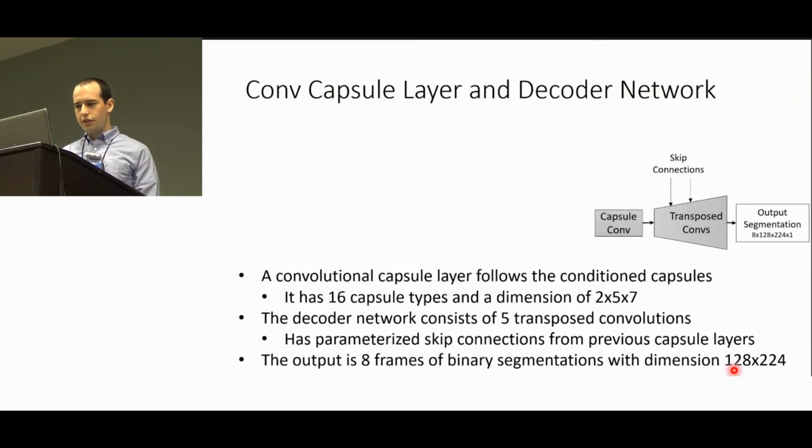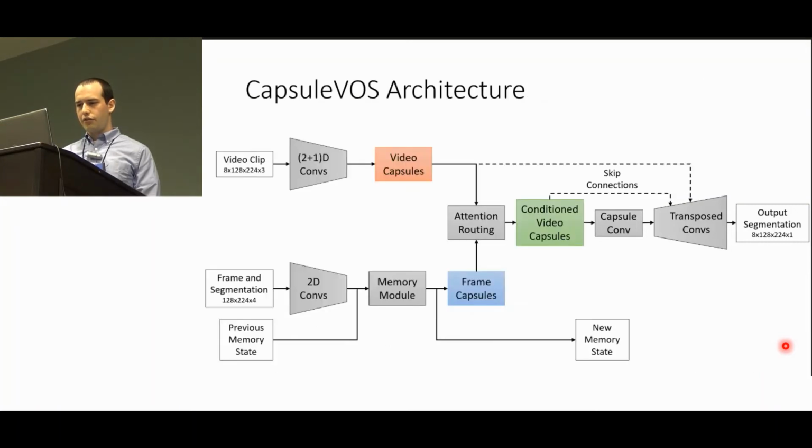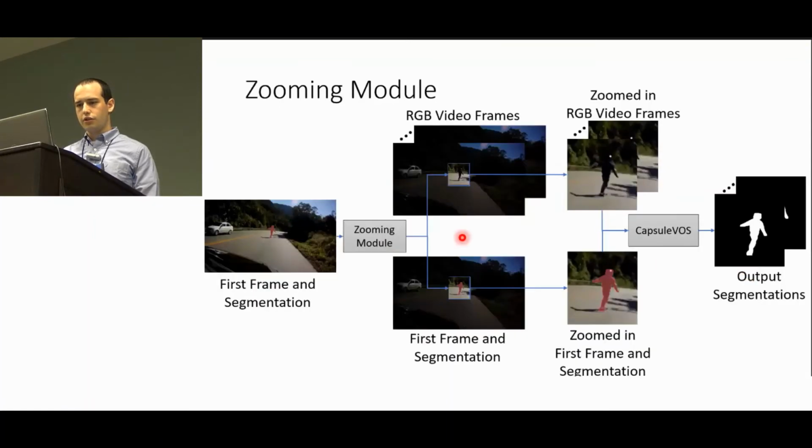So as you can see, the spatial dimension of these videos is not that large because we have to fit these into memory, and capsule networks are memory inefficient. So in order to deal with this, we introduce a zooming module. What this does is, suppose there's a small object within a video. As you can see, this person is quite far away. If you were to resize this to 128 by 256, the object would be maybe a couple of pixels large, right?